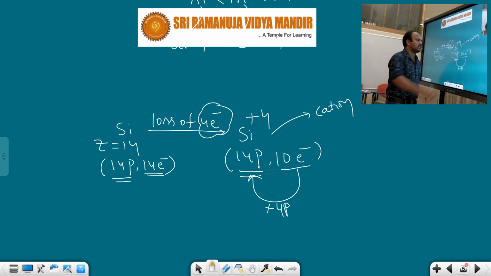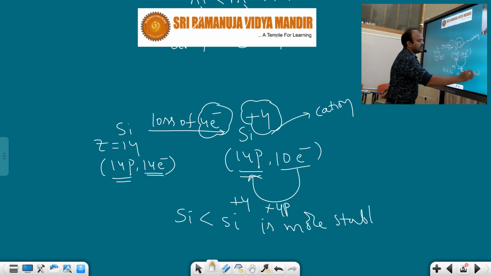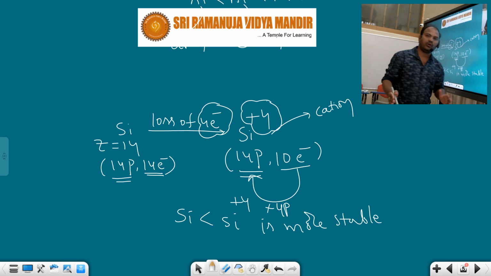Why does silicon lose 4 electrons? What is the reason? The only reason in chemistry is stability. Compared with the silicon atom, Si4+ is more stable. For stability, the silicon atom donates 4 electrons, then forms a positively charged ion, which is called a cation. So cations are always formed by the loss or donation of electrons to attain stability. And after that, cations are also called basic radicals.